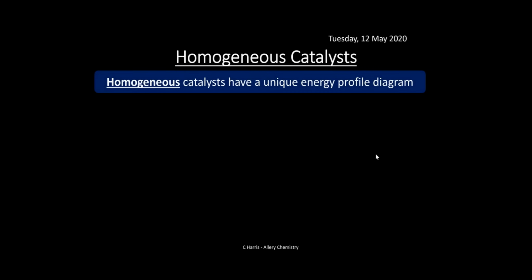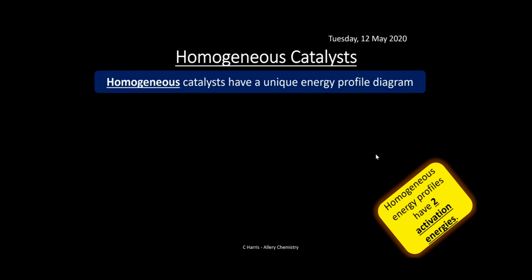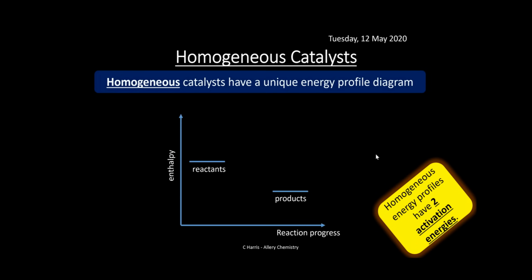Okay, so let's look at homogeneous catalysts. Homogeneous catalysts have a unique energy profile. Remember, homogeneous means they're in the same state. The catalyst is in the same state as the reactants and products. So they have two activation energies. Now, you would have seen these energy diagrams in year one.